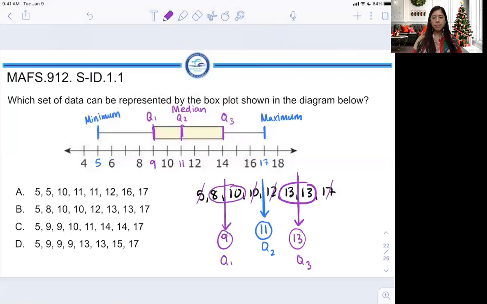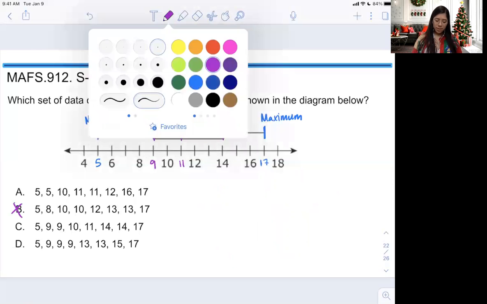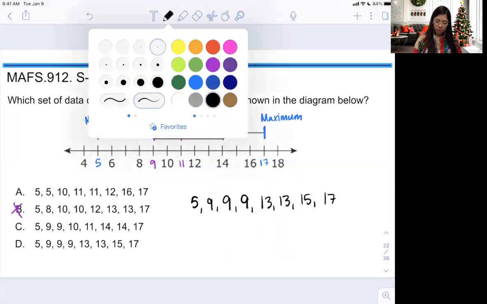Now, does this match? Do I have a match? No, we were close, but not quite. Unfortunately, the Q3 is wrong, so it's not B. But let's try another one. Does anyone have a different one that they think might be right? D? C? I said D. Oh, you said D. Okay, let's do D. Okay, first you go for the middle, the median.